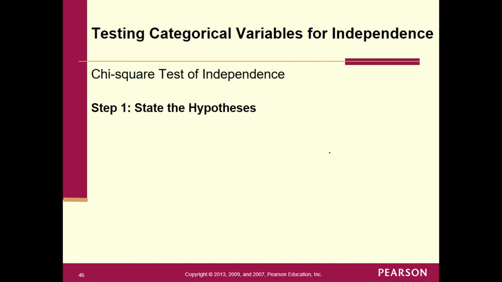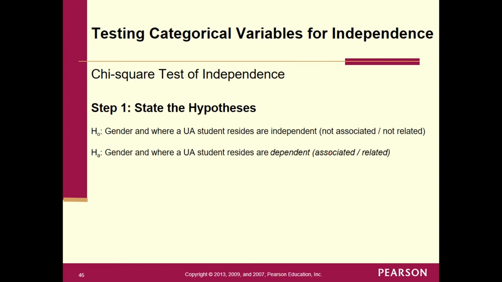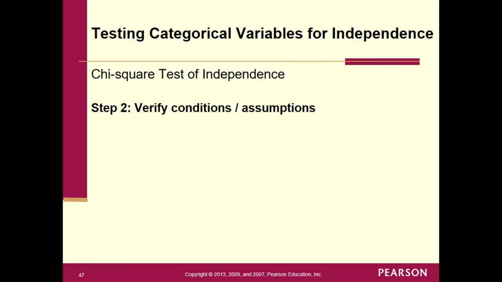So let's run through this. Step 1, state the hypotheses. So for our problem here, gender and where a student resides are independent. The alternative, gender and where a UA student resides are dependent. Step 2, verify the conditions/assumptions.